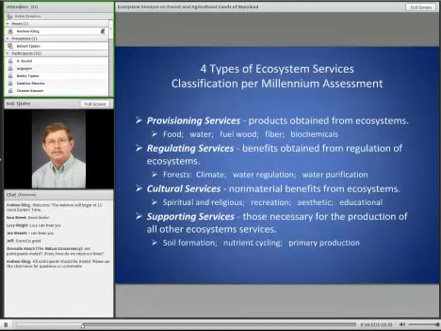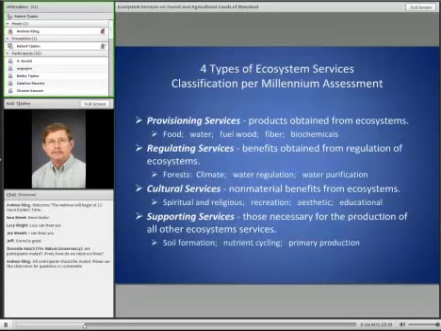And what they came up with were 4 general categories. You can see them here: provisioning services, regulating services, cultural, and supporting services. The provisioning services are those that we're most familiar with, products that we obtain, the food, the water that we drink, the fuel wood, our fiber and biochemicals. The regulating services basically are the benefits that we obtain from the regulation of our ecosystems.